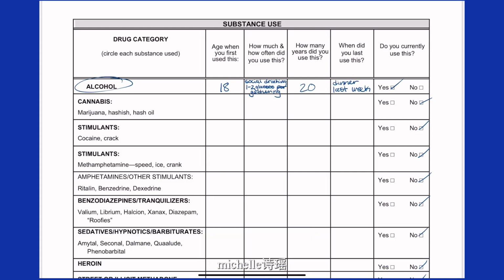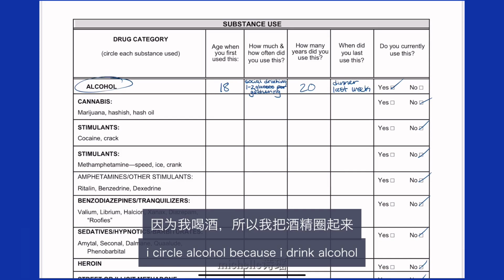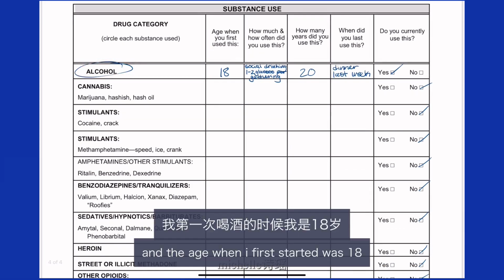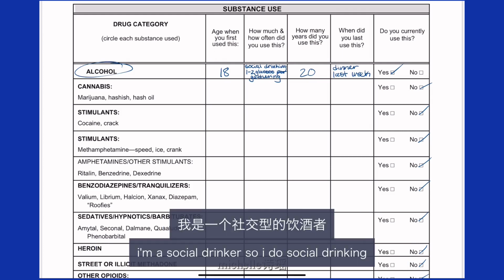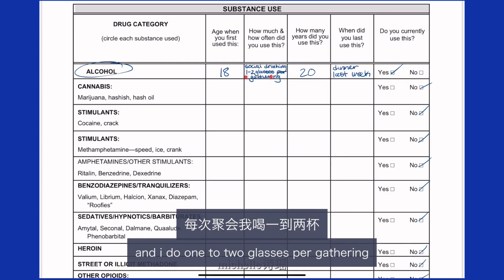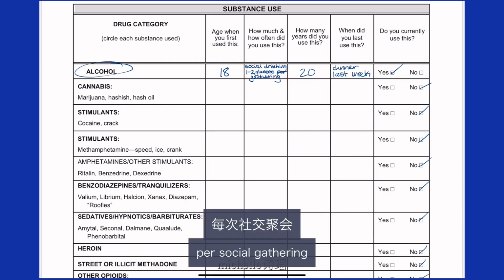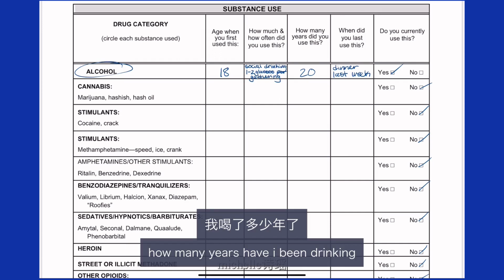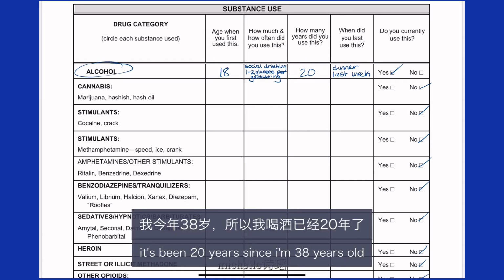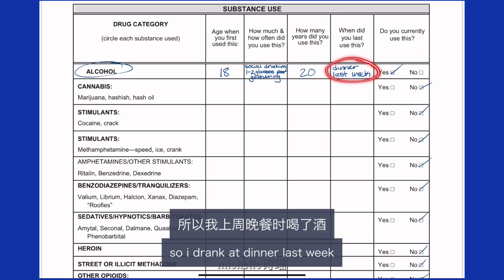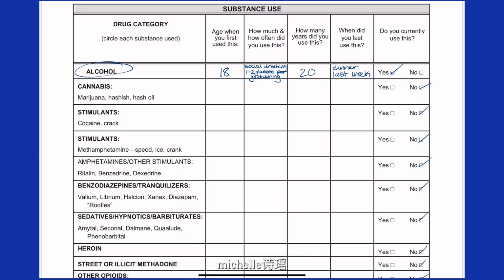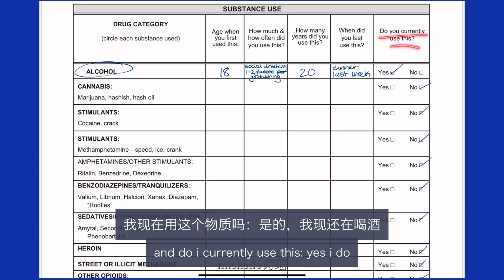Okay, so here's an example. I circle alcohol because I drink alcohol, and the age when I first started was 18. How much and how often do I drink? I'm a social drinker, so I do 1 to 2 glasses per social gathering. How many years have I been drinking? It's been 20 years since I'm 38 years old. And when did I last drink? So I drank at dinner last week. And do I currently use this? Yes, I do.